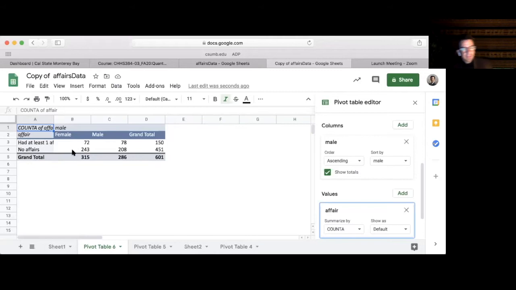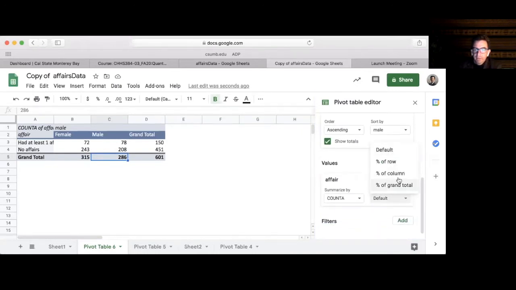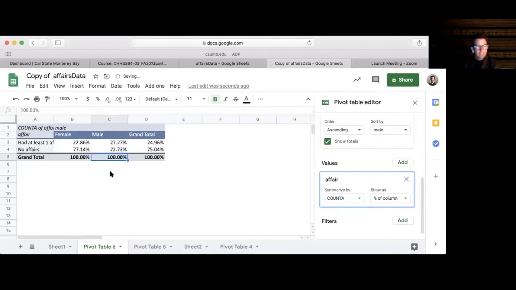So this is the table, the contingency table, absolute frequencies, right? There's a different number of female respondents and male respondents. So it's better to look at the numbers in terms of percentages to assess if there is a relationship, right? So we go to values and then show the values as percent of column. Now here, we want to assess if there is a difference in the distribution of affairs between female respondents and male respondents.